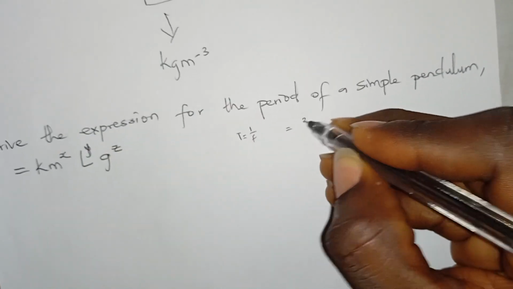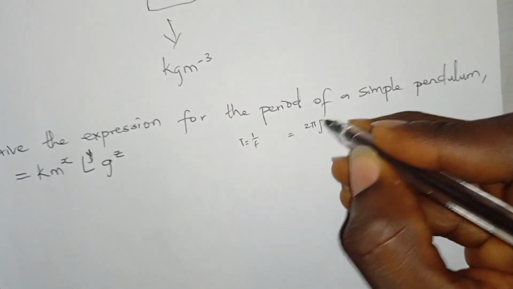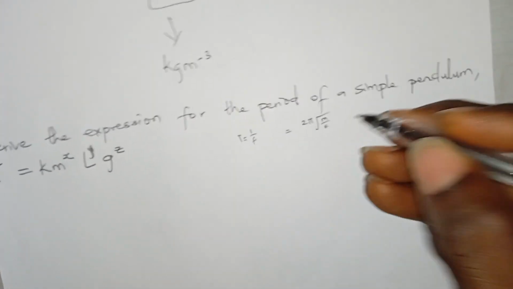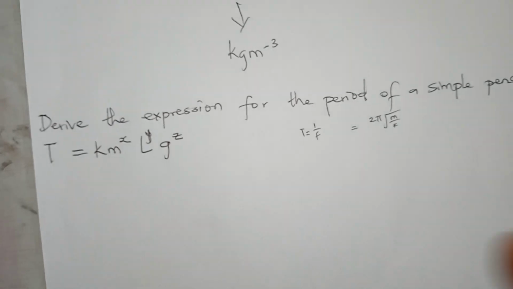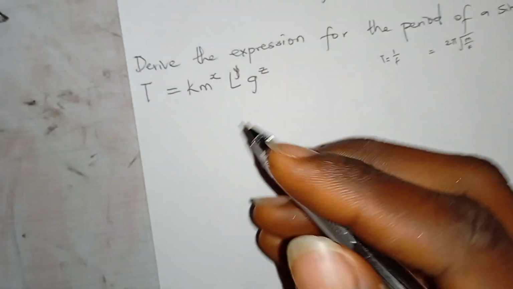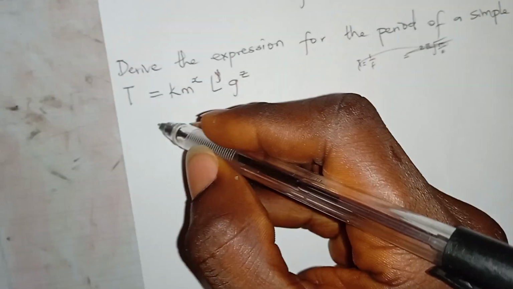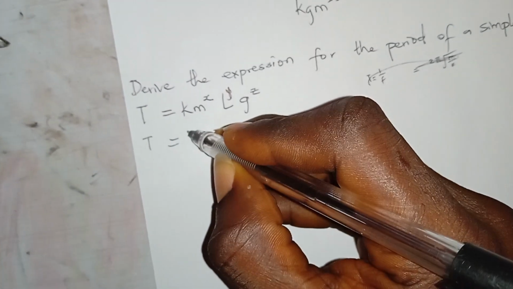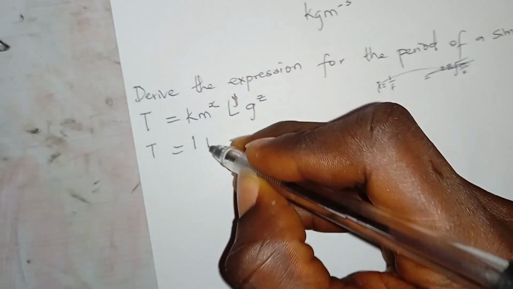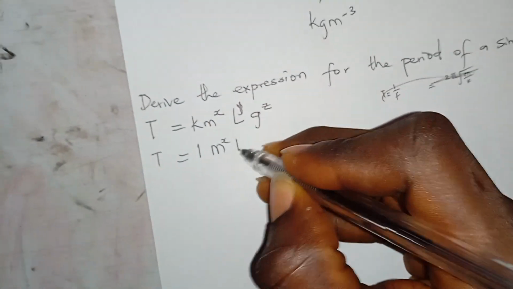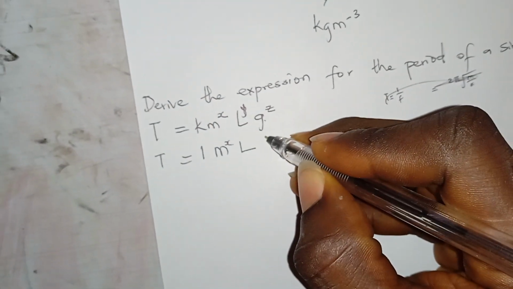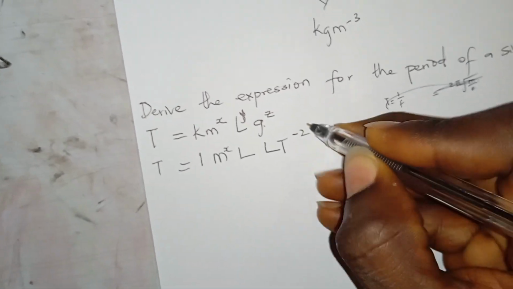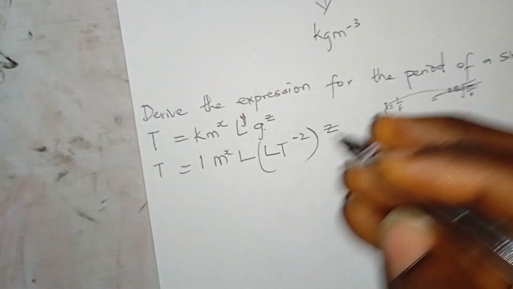It also has the formula 2π root m over k, where x is the extension. So if they are telling us to find the period, they are giving us this. To find it, it simply means that T will be equal to k, a dimensionless constant which is equal to 1, times m raised to power x, times l, times g, where g is acceleration due to gravity, which has dimension LT raised to power minus 2. All of this is enclosed by z.